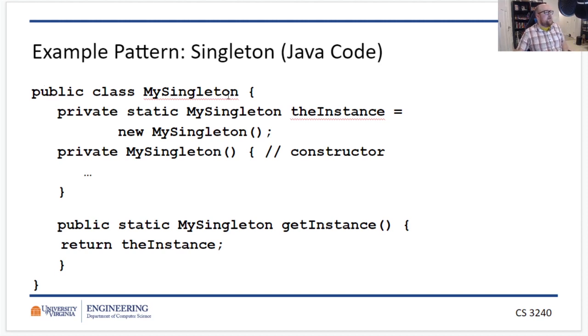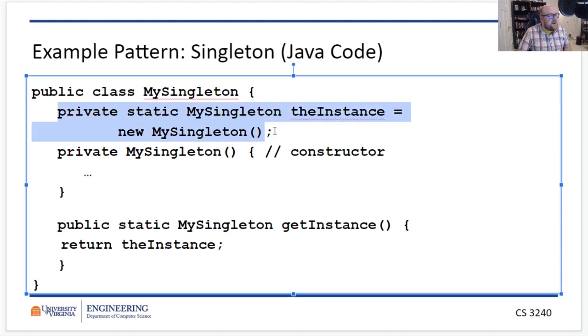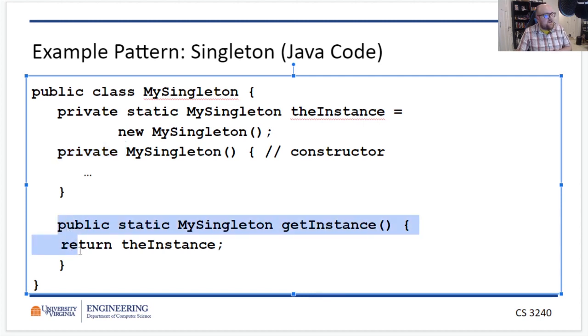So we might have something like a class called mySingleton. This contains an instance of that singleton, which, when this class is first loaded in, it will instantiate. It will call the constructor. Notice the constructor is private, meaning no external classes can call it. But what they can call is a static function, mySingleton.getInstance.